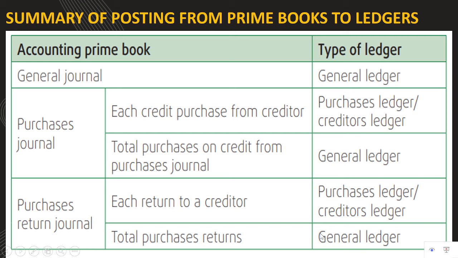For the purchases returns journal, also termed the returns outward journal, because you're returning goods to the suppliers, each return to a creditor will be posted to the creditor's ledger, and the total purchases returns will be taken to the general ledger, in an account called returns outward account or the purchases returns account.